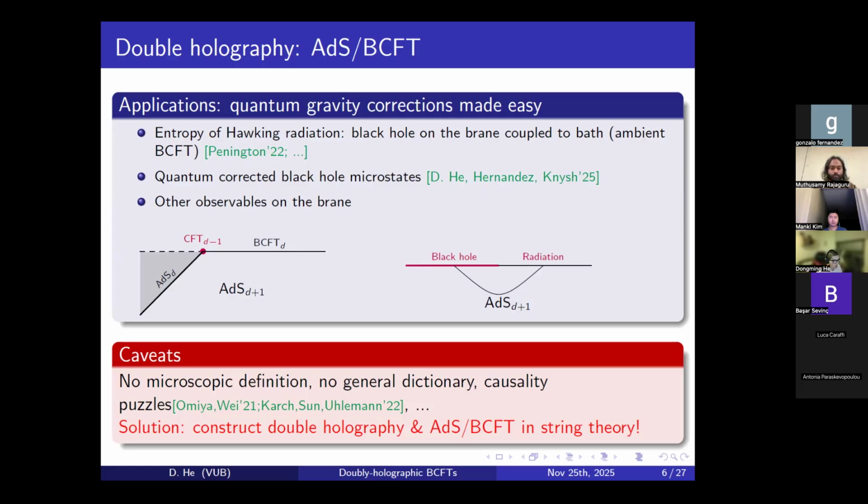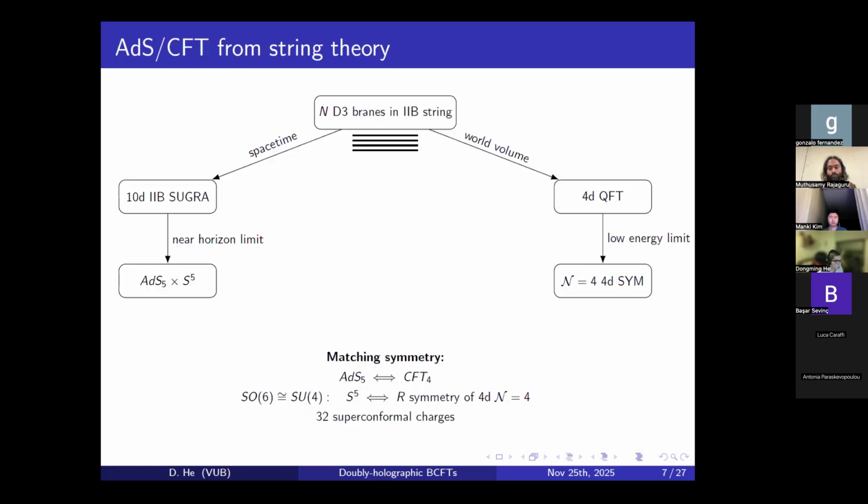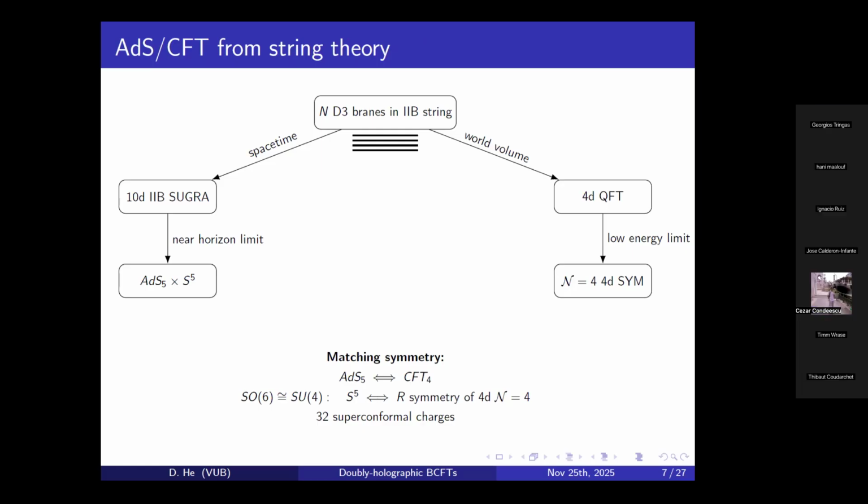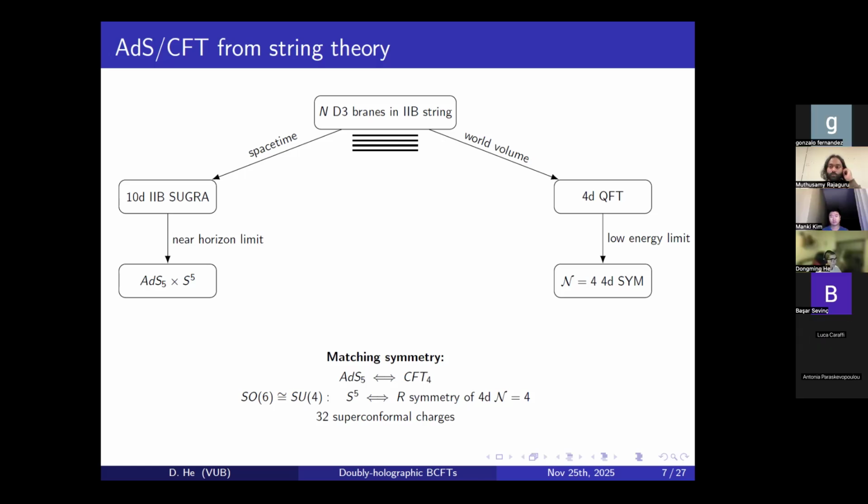And the first step is to do AdS/BCFT in string theory. So, okay, this is a review of how AdS/CFT works in string theory. We need a stack of N D3 branes, and there are two different ways to see them. One is supergravity, and one is the world volume field theory. And in the end, we have AdS/CFT.